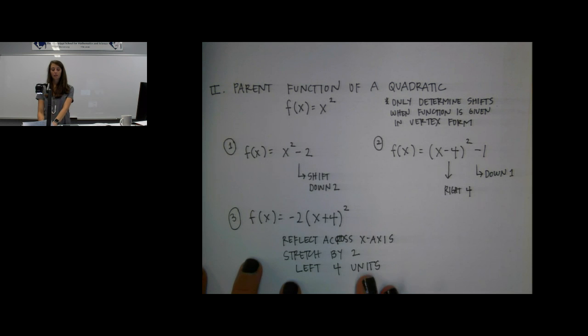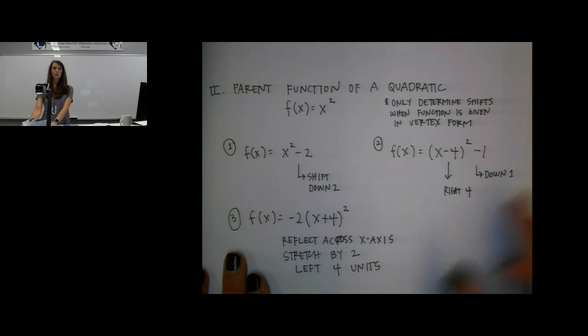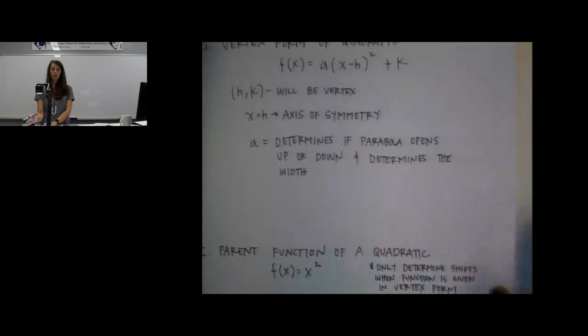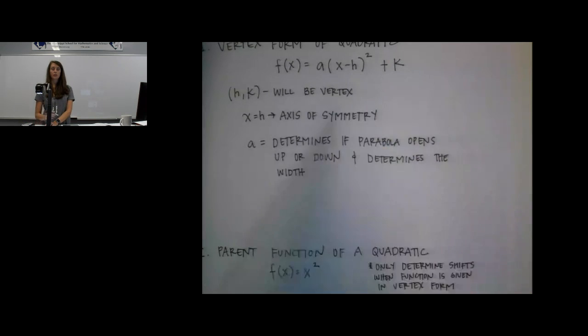So the parent function of a quadratic is x squared. You can determine shifts when the quadratic is in vertex form. You can't look at shifts when it's in standard form. So just know that you only can determine how it shifts if it's in what? Vertex form. All right, so let's look at graphing some that are in vertex form.